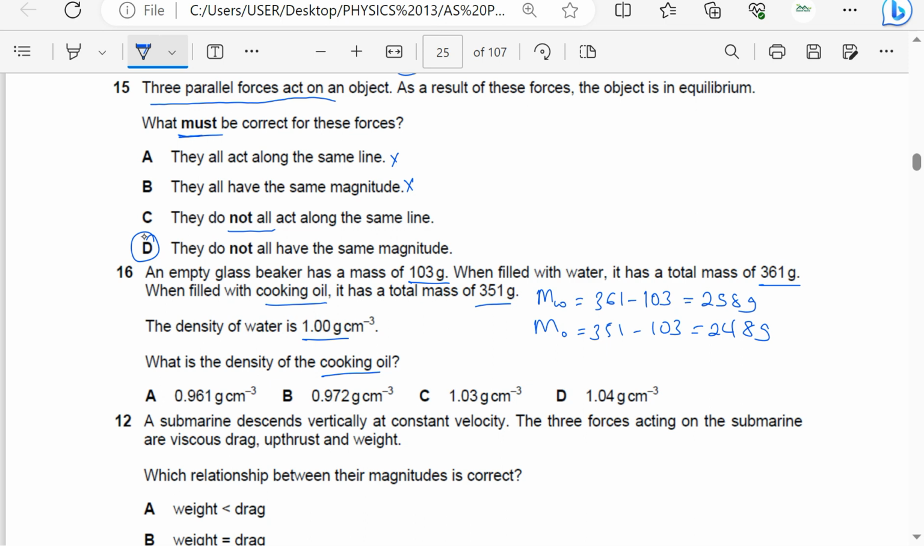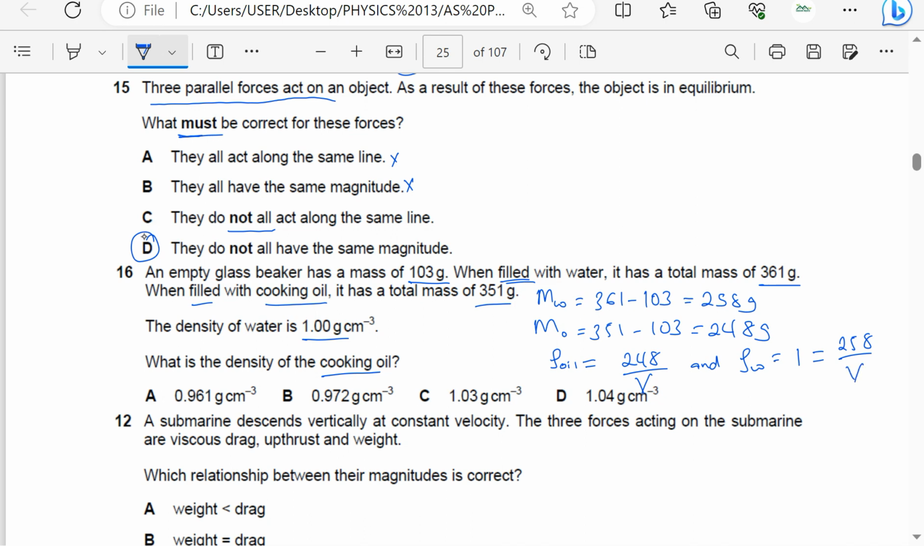So density of oil is going to be equal to the mass of oil, which is 248, divided by the volume of oil. And also the density of water, which is equal to 1 gram, is equal to the mass of water, which is 258. Because they are all filling the same container, it means the volume is the same.